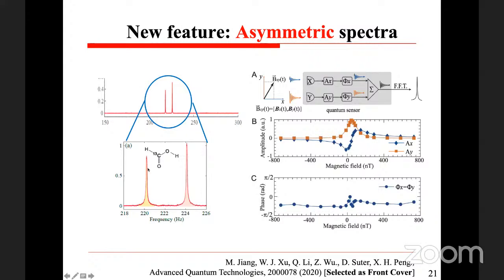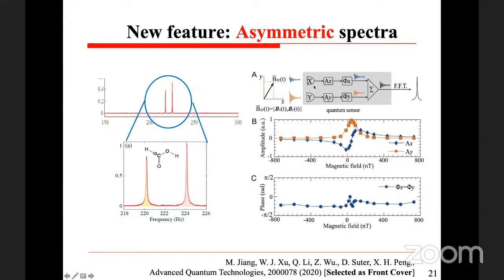This is formic acid. The left peak is smaller than the right peak amplitude. However, according to the textbook theory, these two peaks should have the same amplitude. Compared to the experimental result, it is quite different. This asymmetric phenomenon has been observed since low field NMR was first realized in 2011. Although many groups have tried to explain the asymmetric phenomenon, it remains unexplained.